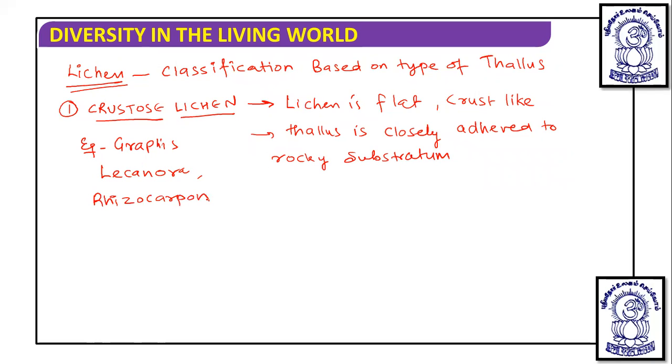Okay. Now, if you see the crustose lichen, suppose I want to draw a diagram, this is the soil surface, and this is the lichen. Then this lichen will appear like this, and it is found to be attached to the soil at several places. So this way, it looks like a crustose lichen.